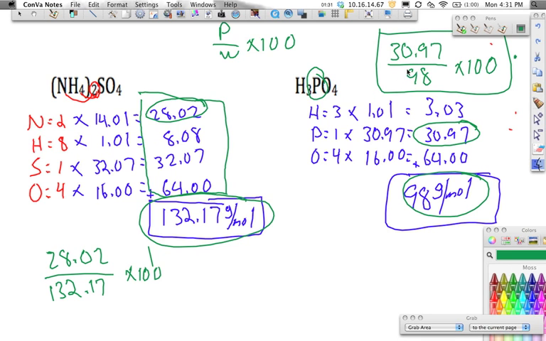One thing to make sure of and check on: let's say we start with 10 grams of ammonium sulfate and 10 grams of our phosphoric acid. It could ask you how much of this 10 grams is nitrogen, or how much of this 10 grams is phosphorus. In that case, we would get our percent and multiply our percent by the mass. Remember, anytime we multiply a percent by anything, we have to move the decimal to the left 2 times. Okay?